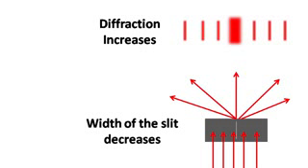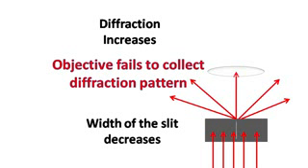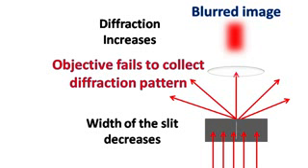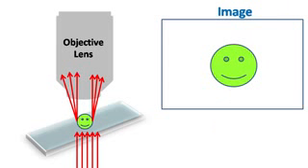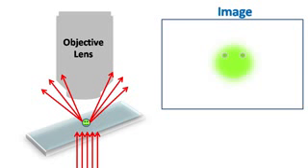Now, as the width of the slit decreases, the diffraction increases. Soon there comes a point where the objective fails to collect the diffraction pattern. When this occurs, the image formed is blurred. A similar phenomenon occurs when we try to see a small specimen with a microscope. As the specimen size decreases, the image gets blurred.